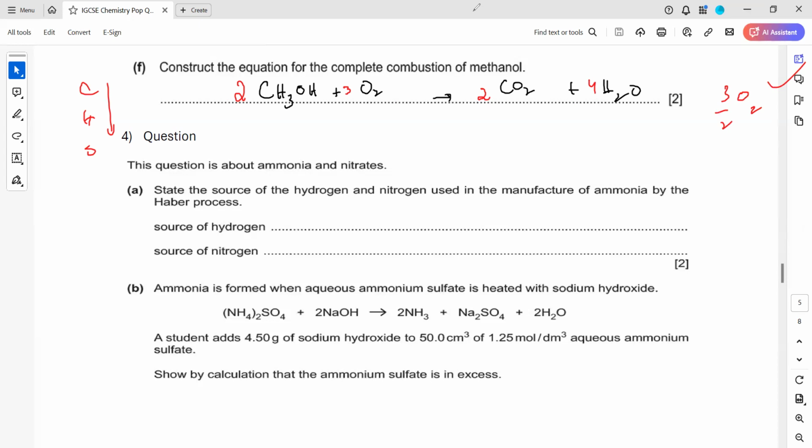The next question is about ammonia and nitrates. What is the source of hydrogen? Natural gas, methane, okay. Cracking of a hydrocarbon, you can also mention methane, okay, that's fine. And here, methane and steam. Methane plus steam will result in the formation of hydrogen, and then nitrogen you can get from air.